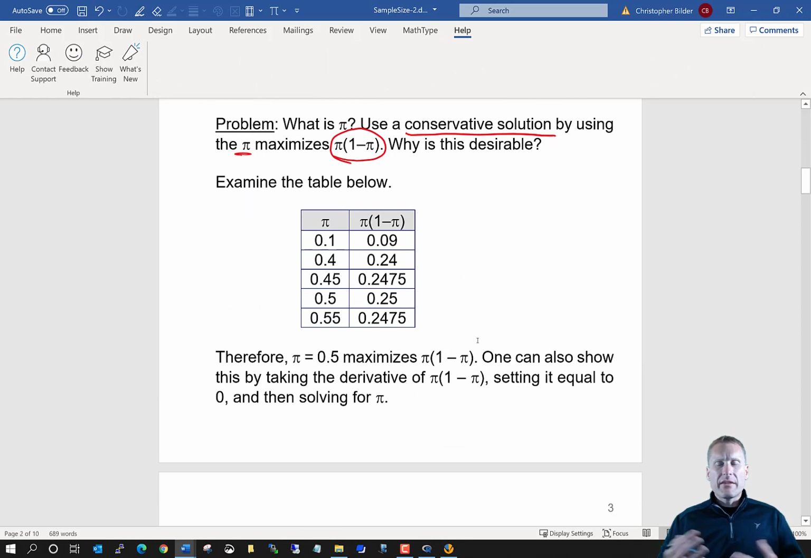Okay. So what is this choice of pi that maximizes pi times 1 minus pi? Well, what I did here, I constructed a table. I started plugging in values of pi. And what you can see is eventually once we get to 0.5, the maximum value of pi times 1 minus pi is 0.25. So the conservative solution is always to use pi equal to 0.5 in that expression.